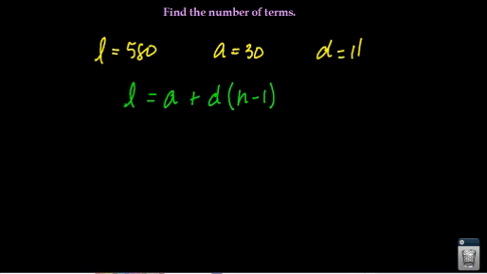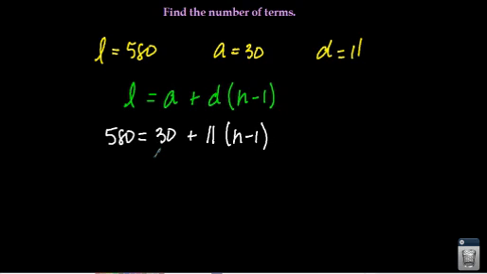So basically, we're going to just plug in the values we know for each variable. The last term has a value of 580. The first term has a value of 30. The common difference has a value of 11. And I don't know n because that's what I'm going to find. So now all we have to do is solve for the number of terms, which is our goal.